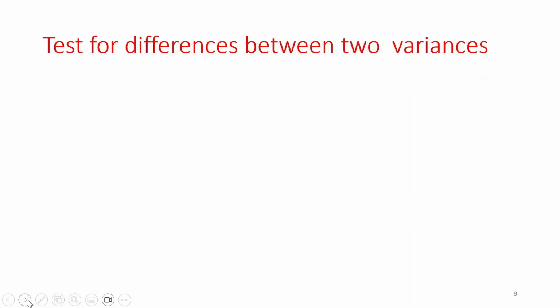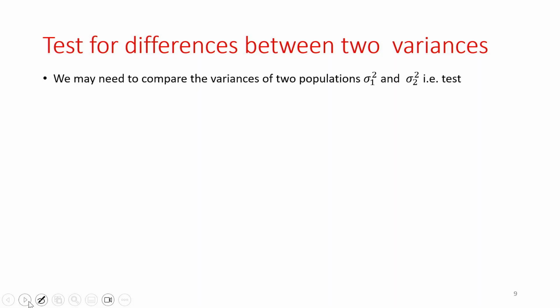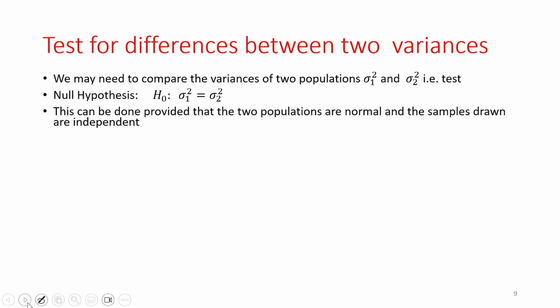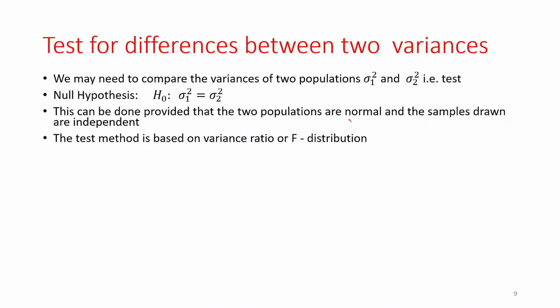Test for differences between two variances. We may need to compare the variances of two populations, sigma 1 square, sigma 2 square, and the null hypothesis is whether these two are same or not. So this can be done provided the two populations are normal and the samples drawn are independent from these populations. The test method is based on F distributions.